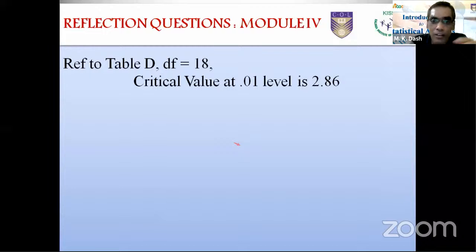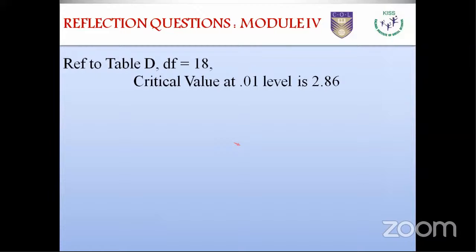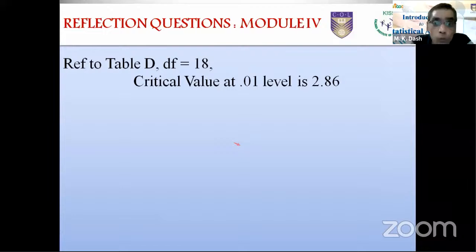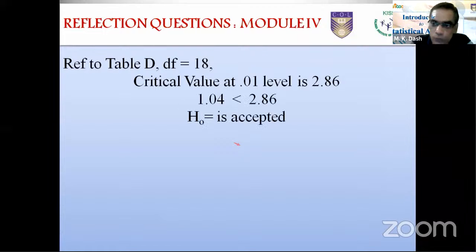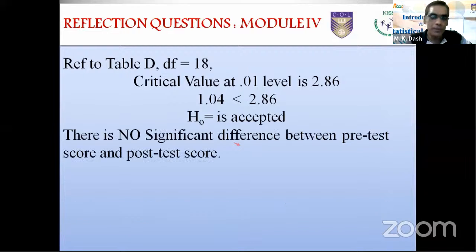Critical value at 0.01 level is 2.86. This we will get from the table. If you enter the second table with the degree of freedom and the 0.01 level, you will get 2.86. Now make a comparison. The null hypothesis is accepted, because our calculated value is less than the critical value. Our calculated value is 1.04. Table value is 2.86. There is no significant difference between the pre-test score and post-test score.